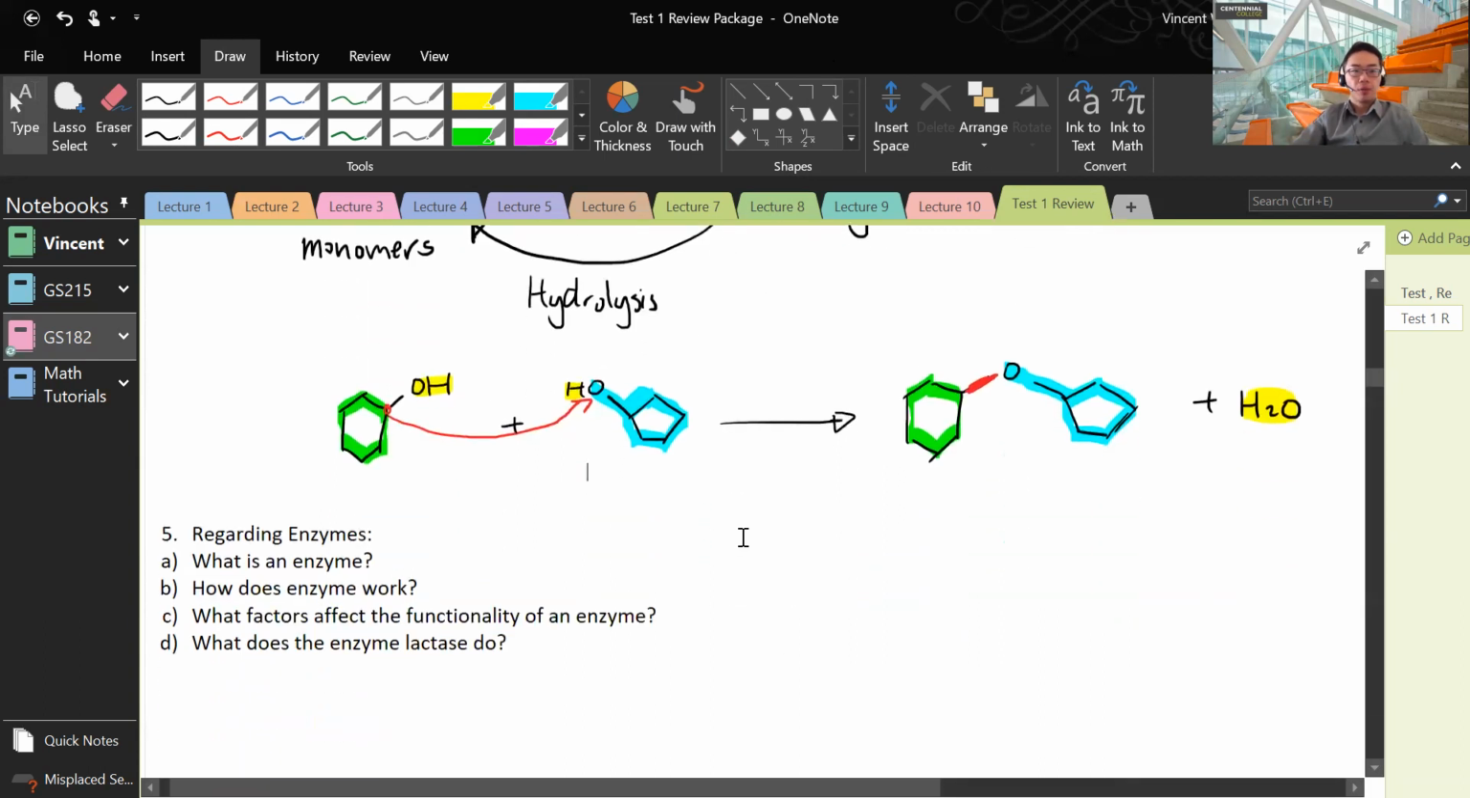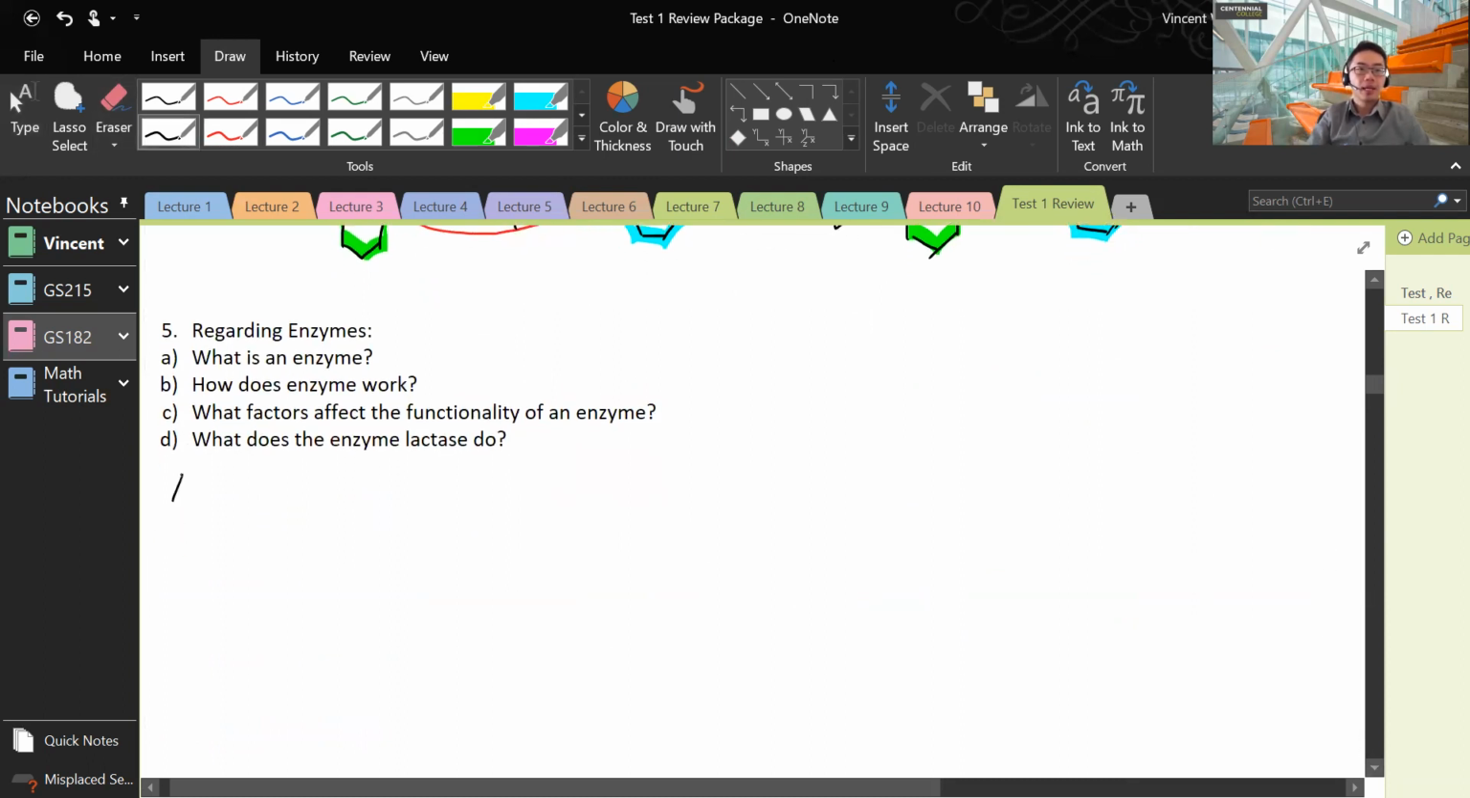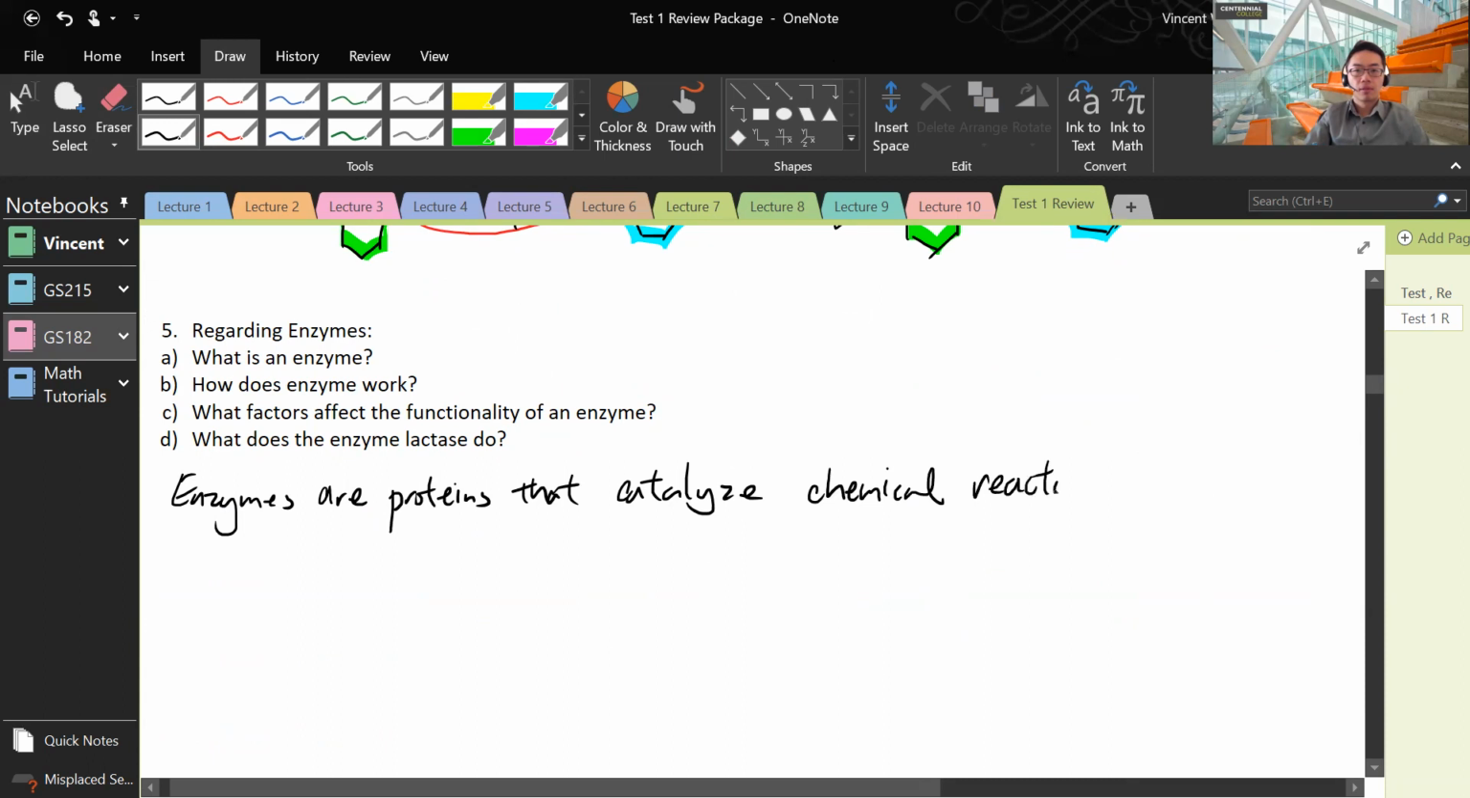Next question regarding enzymes. So what is an enzyme? Enzymes are proteins that catalyze chemical reactions in the body. Catalyze means they speed up chemical reactions in the body. So for everything that occurs in the body in terms of reactions, we would need to have an enzyme for it.